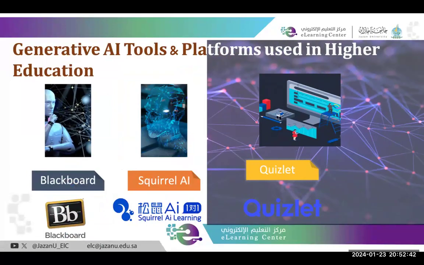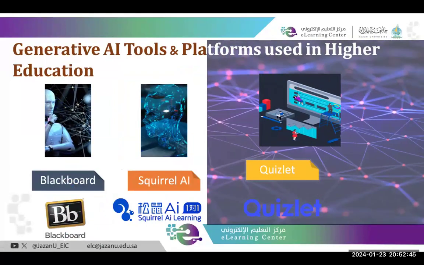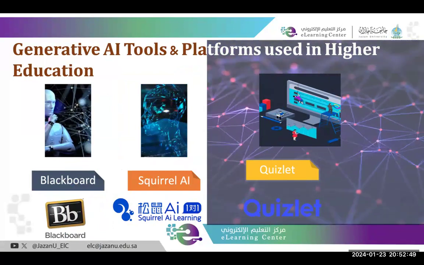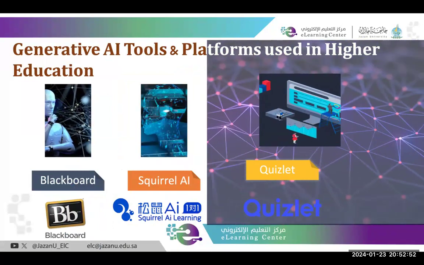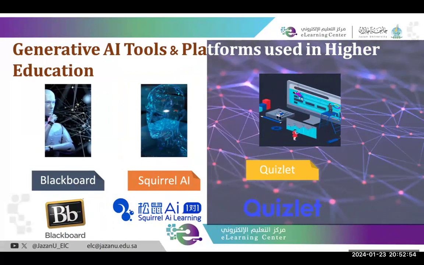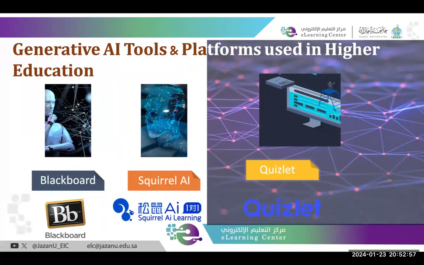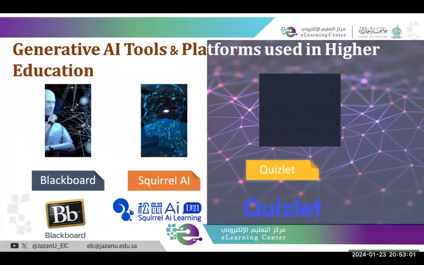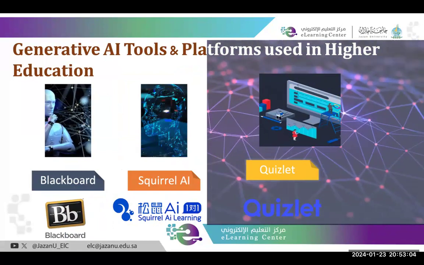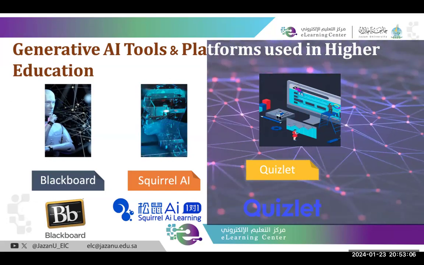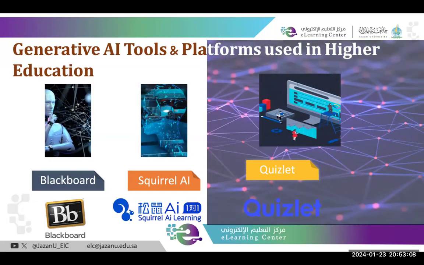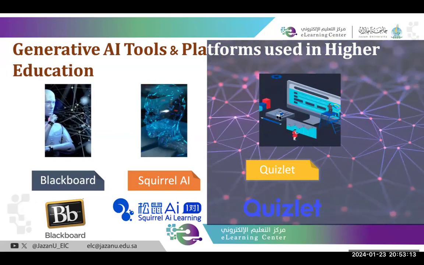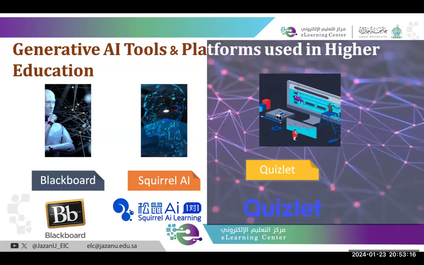So, generative AI tools and platforms used in higher education. The first one you are already using, that is Blackboard. Blackboard is also a popular learning management system, and incorporates AI features such as predictive analytics to identify at-risk students. And this has already been used by our professionals and faculty, and no need to discuss more about this one. The next one is Squirrel AI.